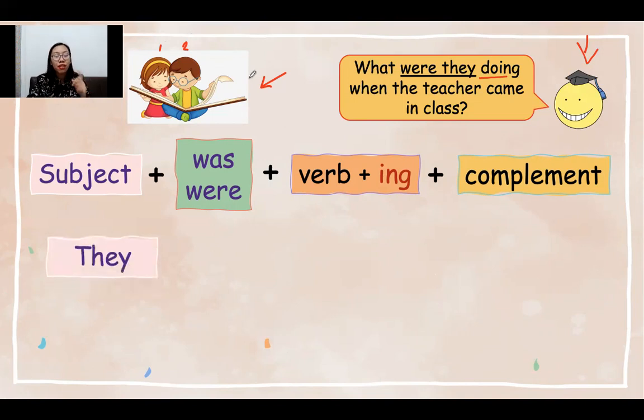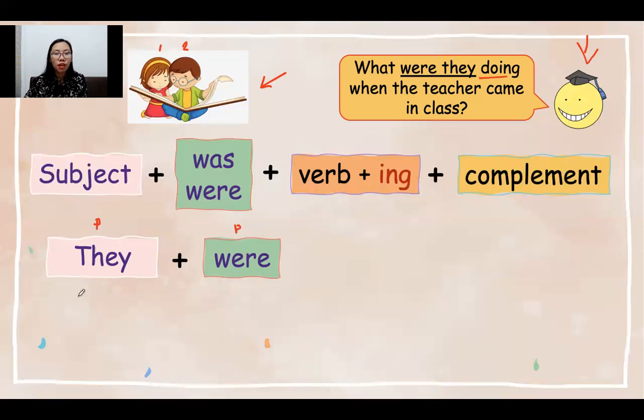Okay, so they. Subject now: they, teacher, I, you, me. I, they, she, he, and then proper nouns. All right, so they is plural. So what are we going to use, was or were? We're going to use were. Plural, plural.